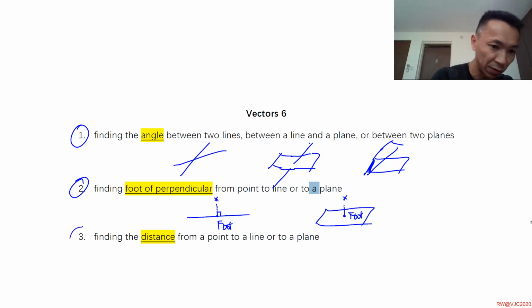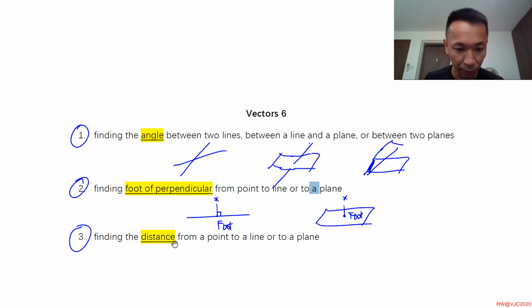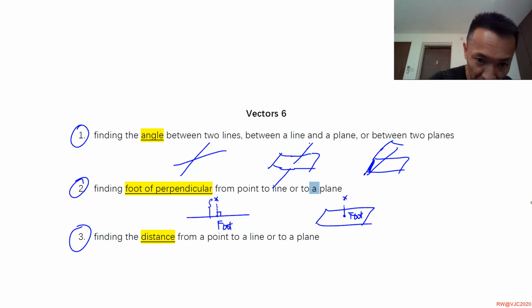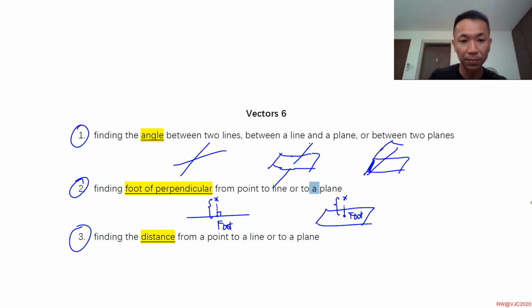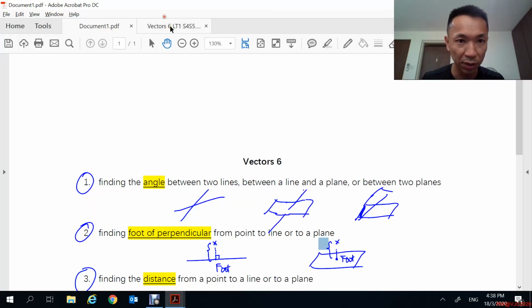And lastly, we talk about distance. Alright, distance from what? Distance from a point to a line. So you realize that points number 2 and 3 are related because once you find the foot, you can find the distance. This is the distance that we're talking about. So that gives an overview. Yes, so we'll dive straight into it. And it's a pretty long chapter. Bear with us. Okay. Let's dive straight to the notes now.